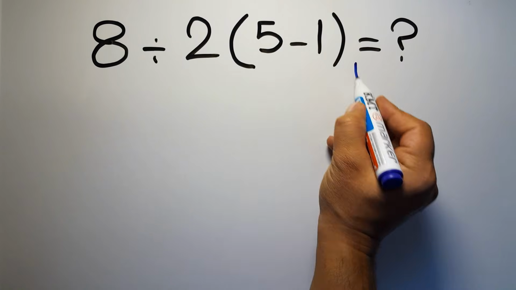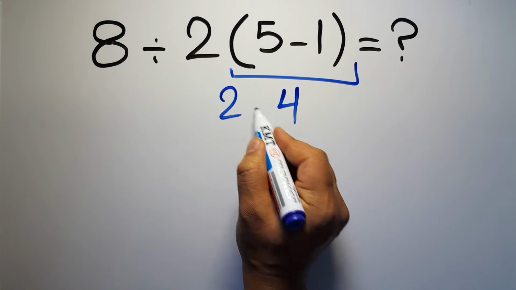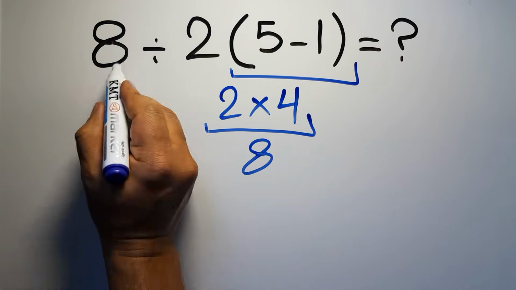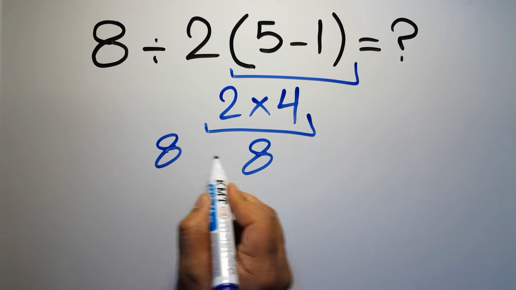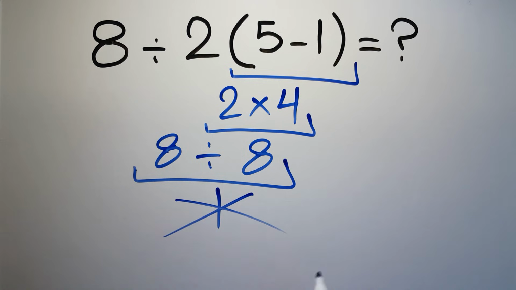5 minus 1 equals 4. And 2 times 4 equals 8. So 8 divided by 8 is just 1. But this answer is not correct.